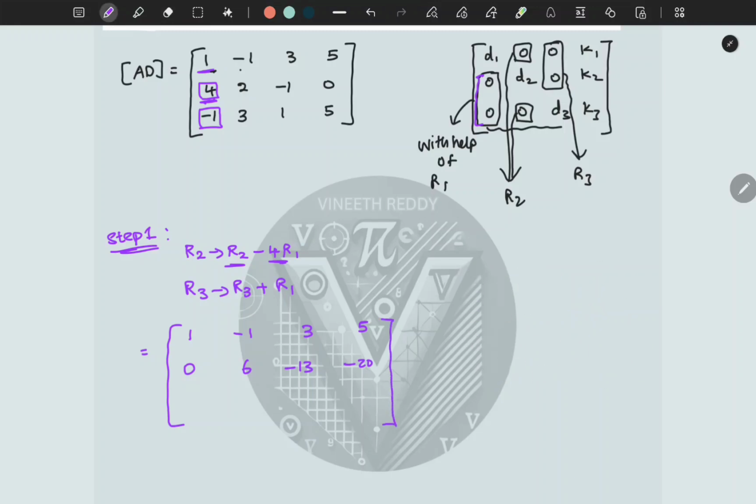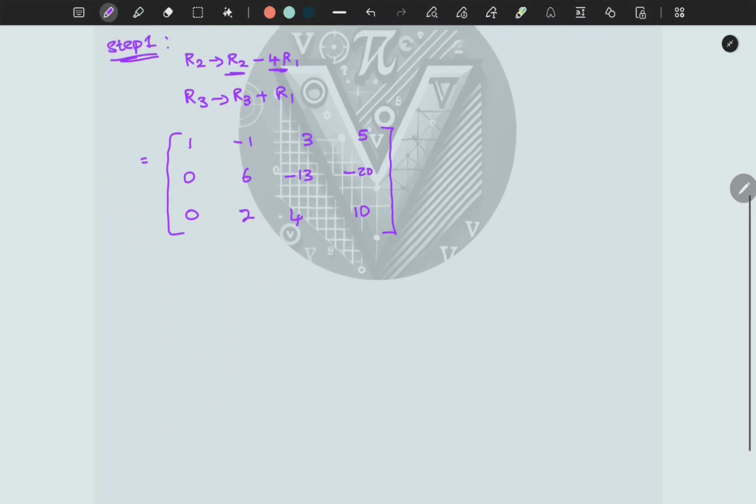Now for row 3, what will I be doing? I'll simply add row 3 elements with row 1. So minus 1 plus 1 is simply 0. Next 3, this 3 and this minus 1. 3 minus 1 is simply 2. Let me write it here. And then 1 plus 3 is 4. I'll be writing it here. And next 5 plus 5 is equal to 10. I hope you understood this. Right? Now the first step is done. In the first step, we make these two elements 0. So that is done.